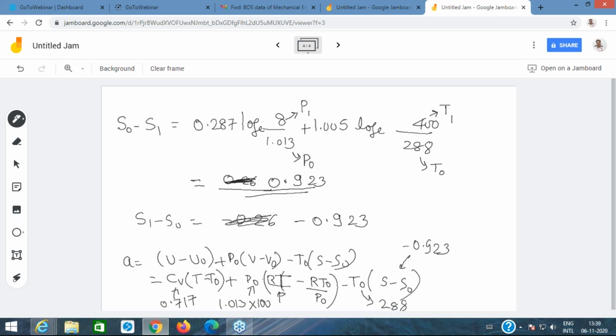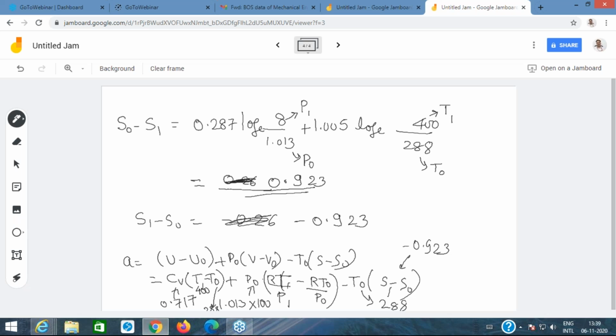I have substituted the values. The value of temperature is 400 Kelvin. T naught is 288. Other things I have written on the board. Please note that the value of entropy change, S1 minus S naught, or whatever you want to write, if you are comfortable with 1, I'll put it 1, has to be minus 0.923 because the entropy of the closed system decreases.